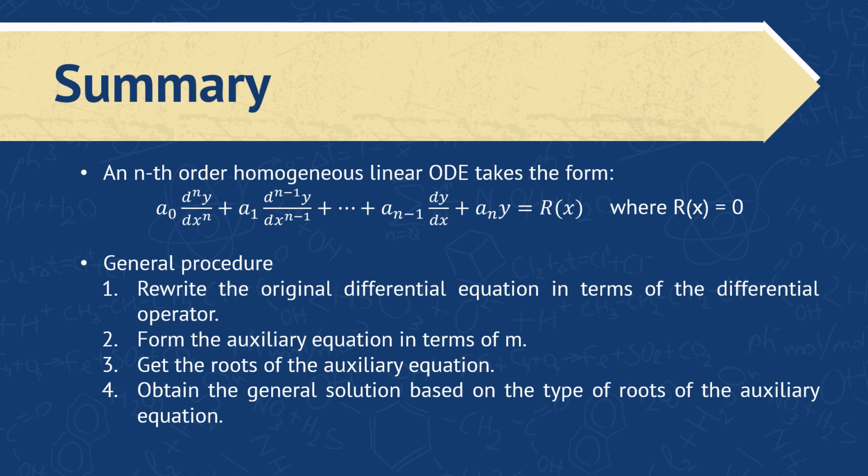And next, the general procedure for solving nth order homogeneous linear ODEs is as follows. First, you have to rewrite the original differential equation in terms of the differential operator. Next, you have to form the auxiliary equation in terms of m. Third, get the roots of the auxiliary equation. And fourth, obtain the general solution based on the type of roots of the auxiliary equation.